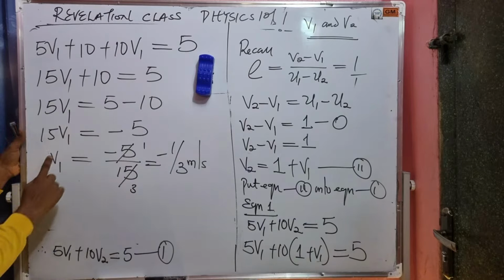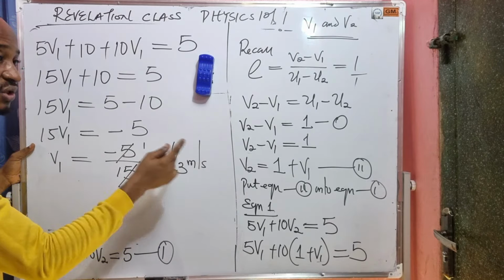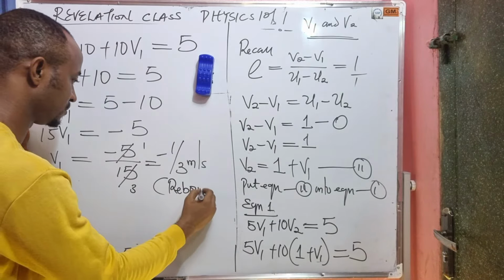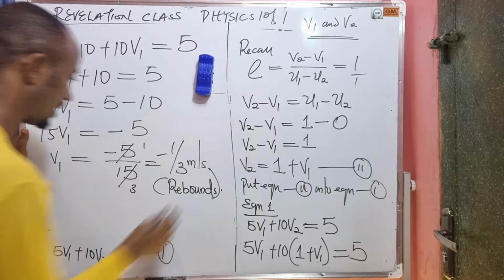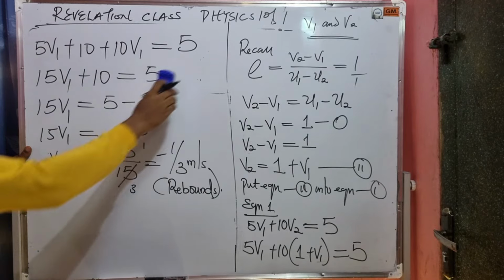So the speed of this body is 1 over 3 meter per second. The negative sign shows that there is a rebound. Are you there? All right, now we have gotten our speed, our v1.